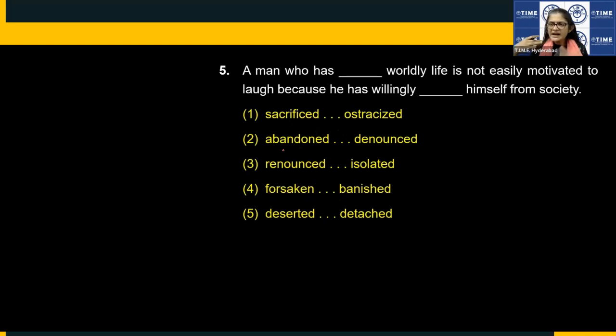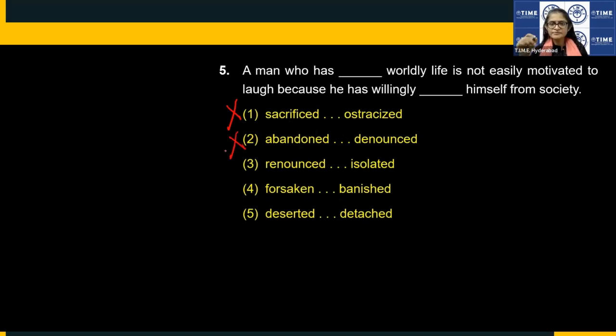First of all, you sacrifice worldly life for something, right? And you do not ostracize yourself from society. Ostracism means cutting somebody off from society. They do not do that to themselves. Okay? To be ostracized is to be excommunicated or to be cut off from society. They cannot do it to themselves. A man who has abandoned worldly life, that is fine. He has willingly denounced himself from society. No, to denounce is to condemn, to reject something, to condemn something. You cannot reject yourself from society.